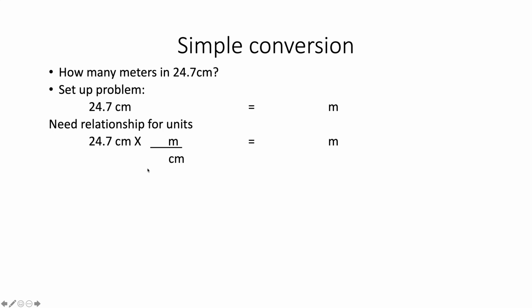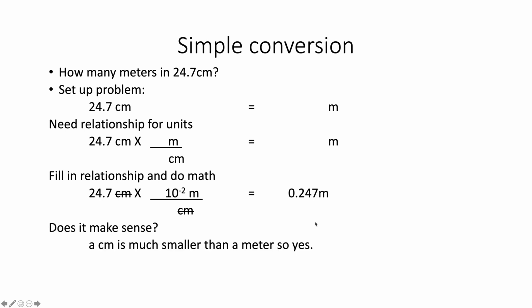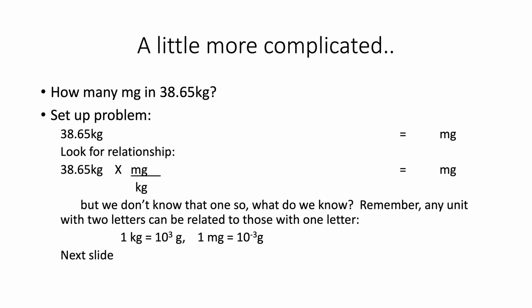This is not a long list, only about 5 of them. Now we put in the numbers. We know that 1 centimeter is 10 to the minus 2 meters. Then we do the math, and you see how the units cancel. 24.7 times 10 to the minus 2 is 0.247. Does my answer make sense? Yes, a centimeter is much smaller than a meter. You see the approach? That's what you want to be able to do.